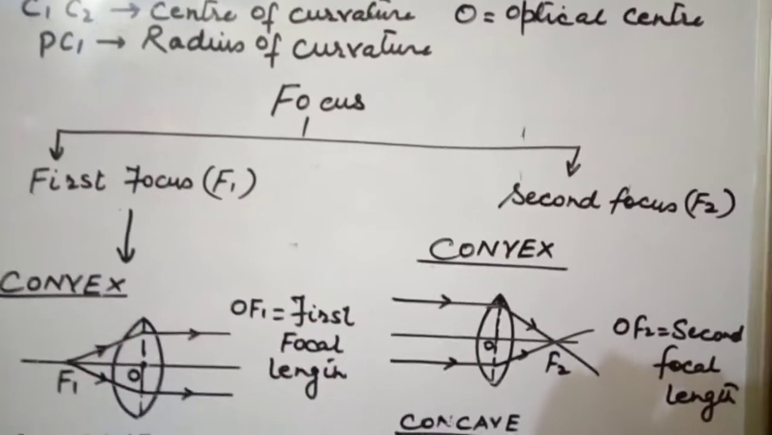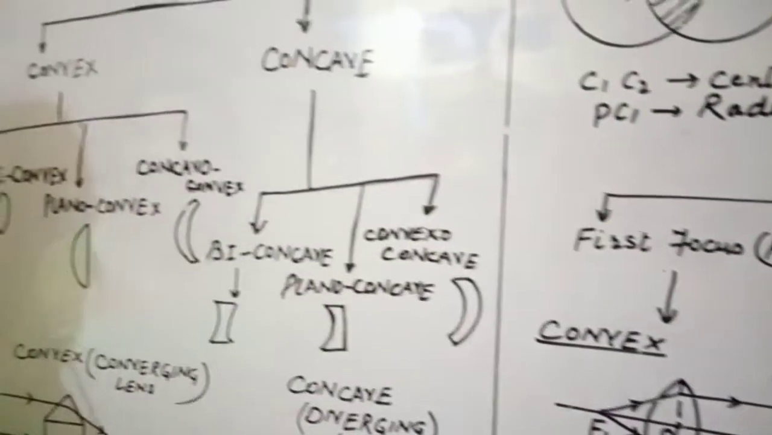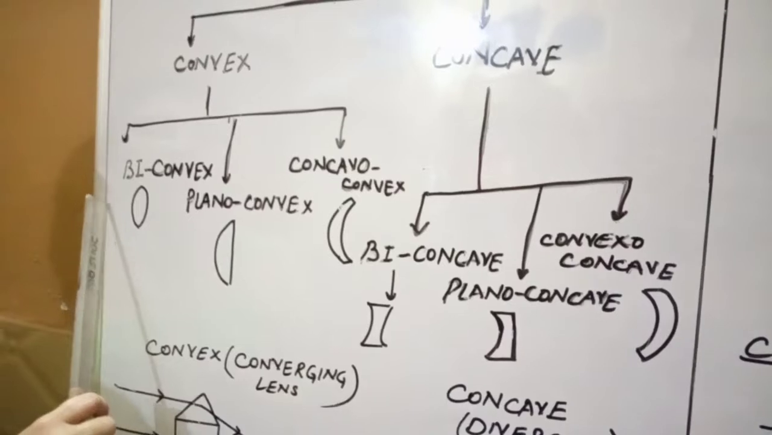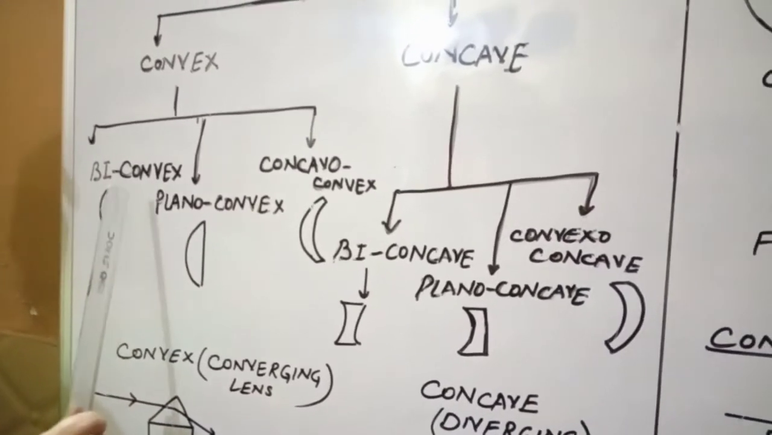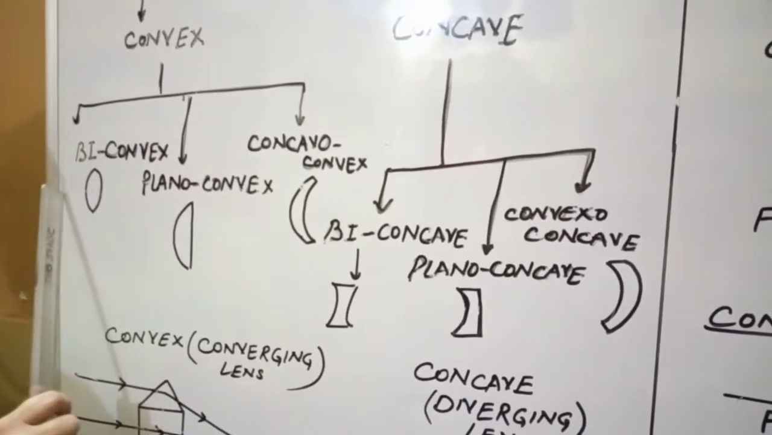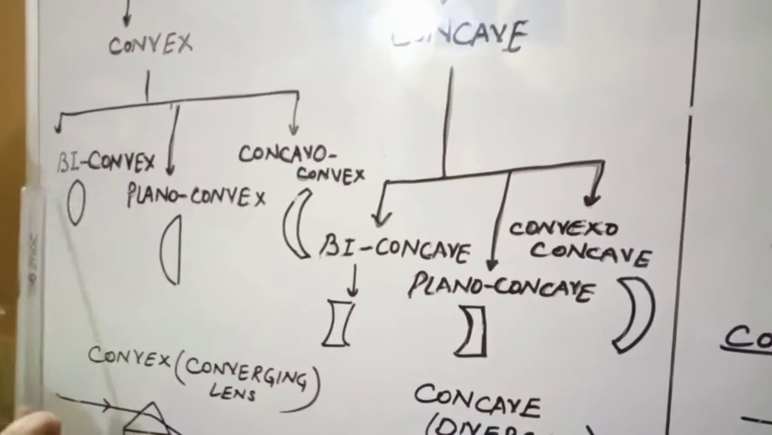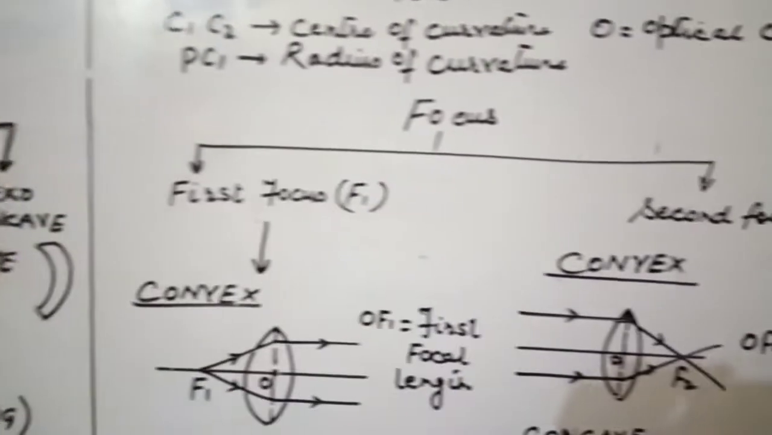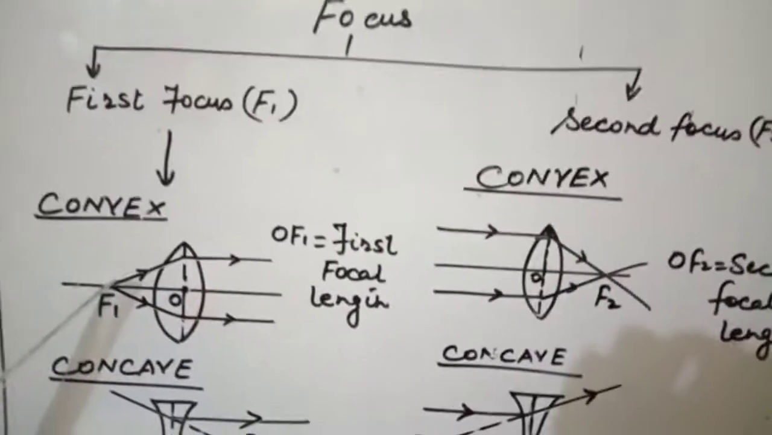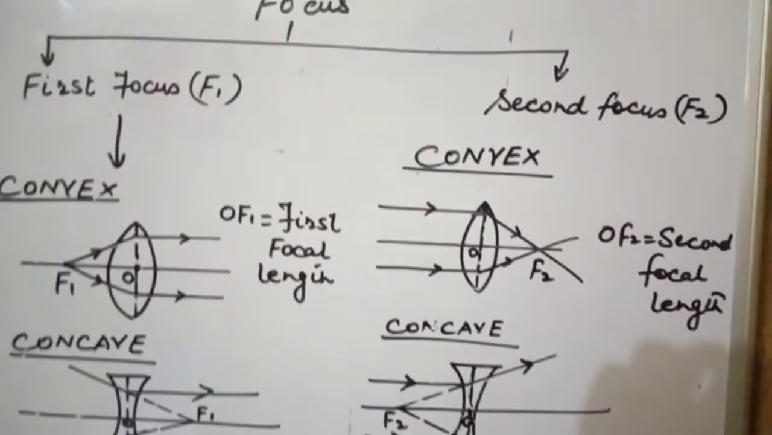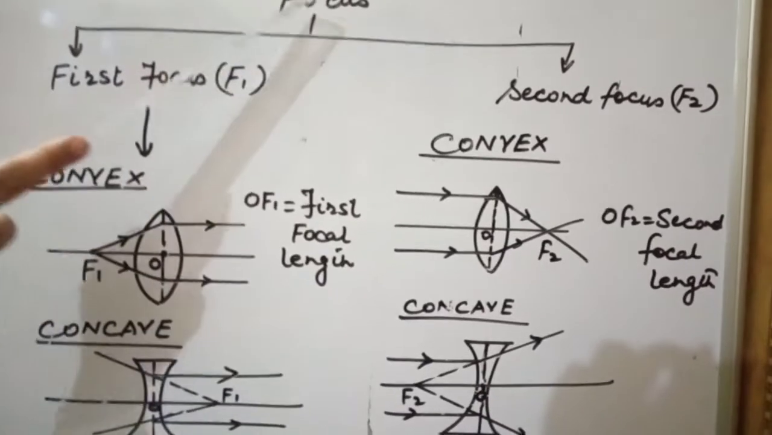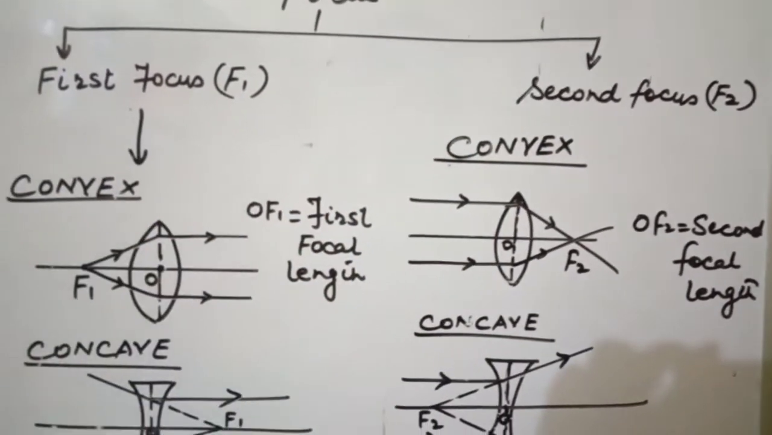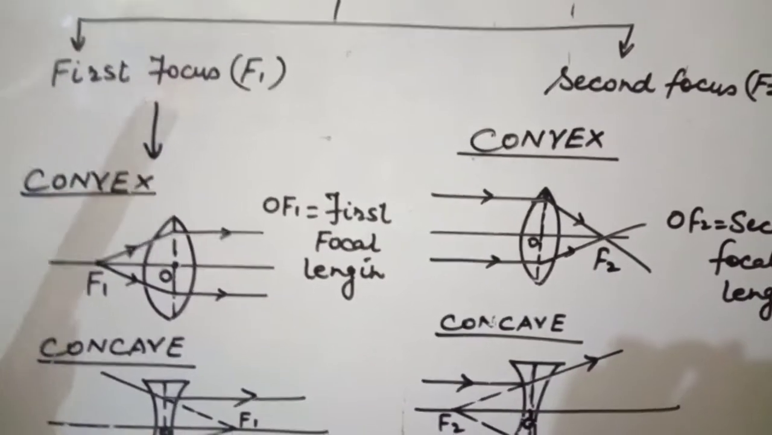You know this lens, consider any convex lens, has two refracting surfaces. Light may enter from this side and come out from this side, or light may enter from this side and come out from this side. As two transparent refracting surfaces, it has two focus. One focus on the left hand side, other focus on the right hand side. So we will categorize these into first focus and second focus. First concentrate on the first focus.